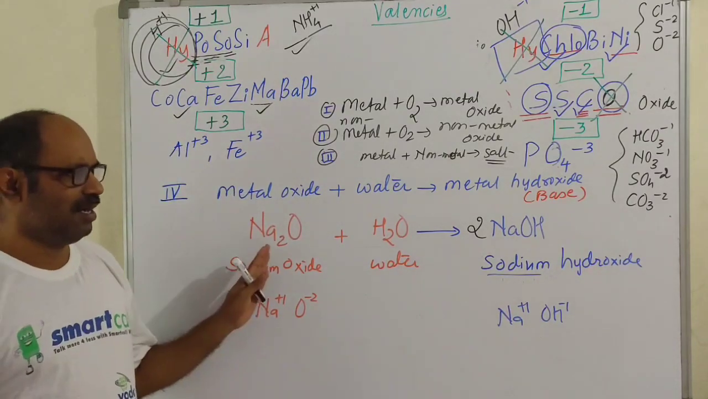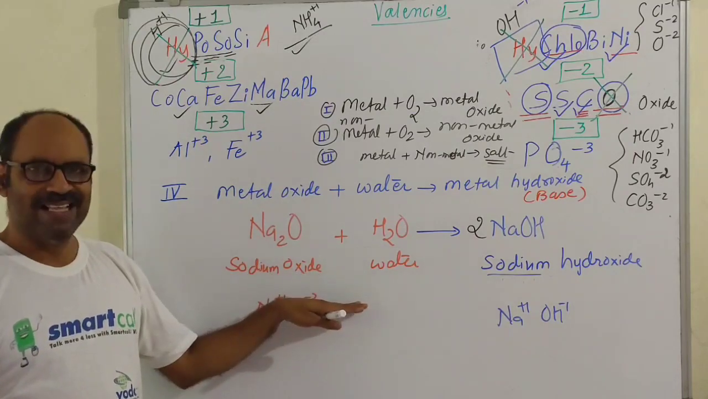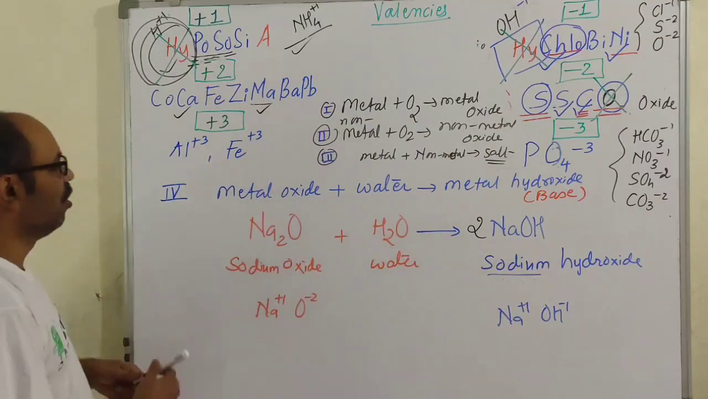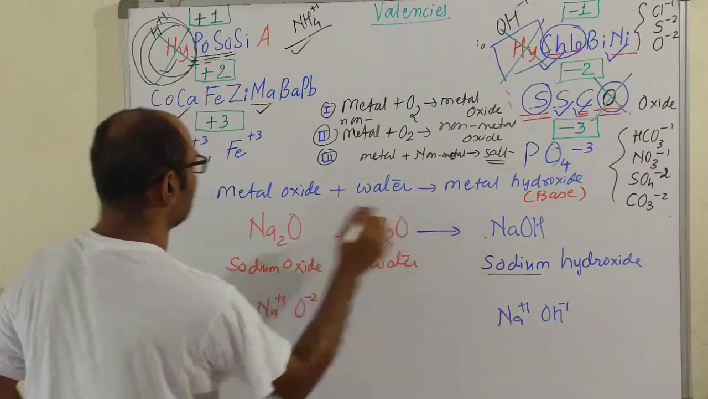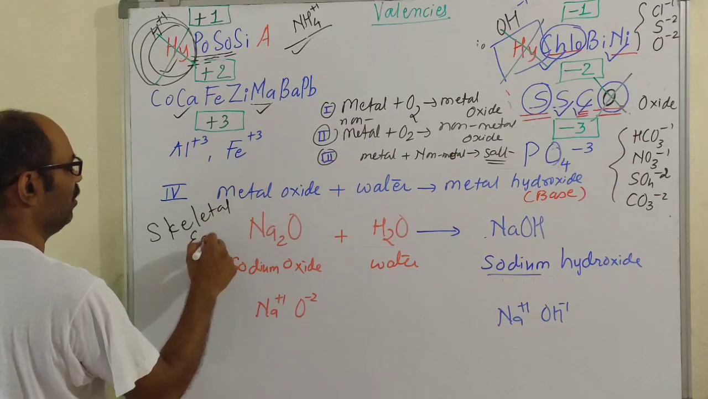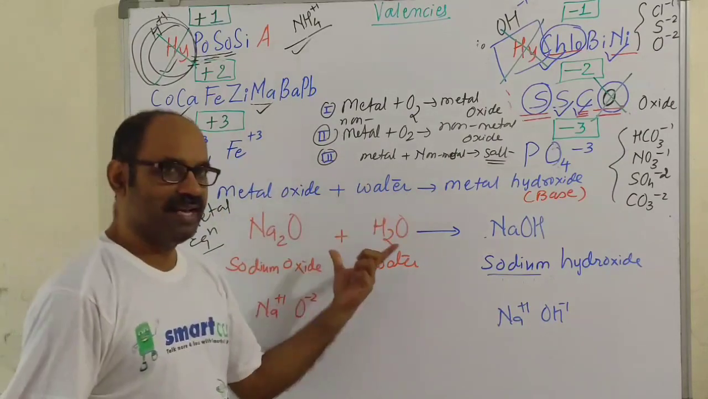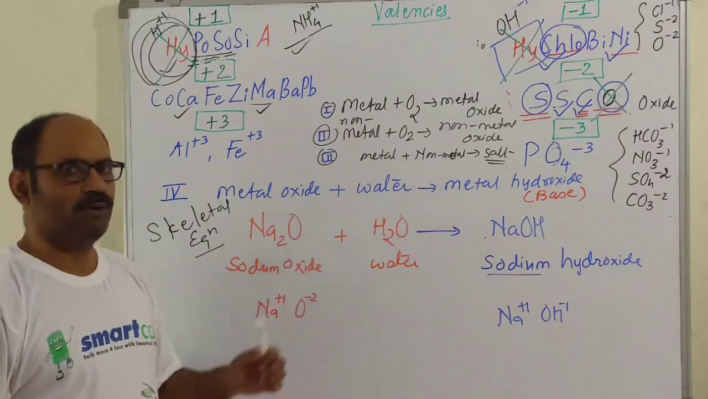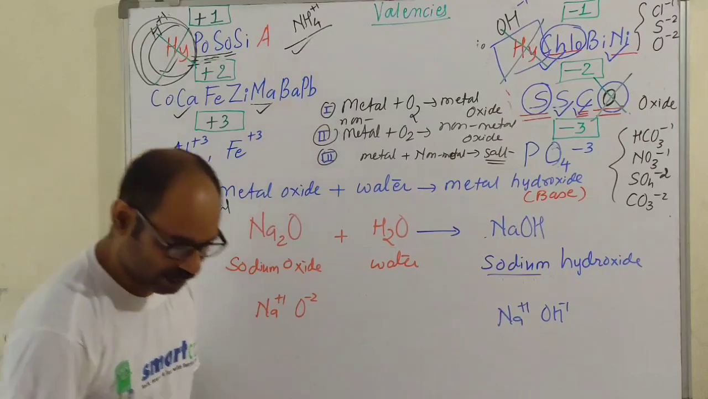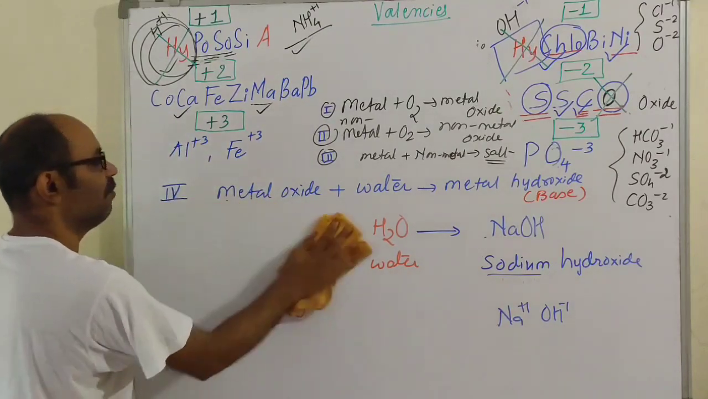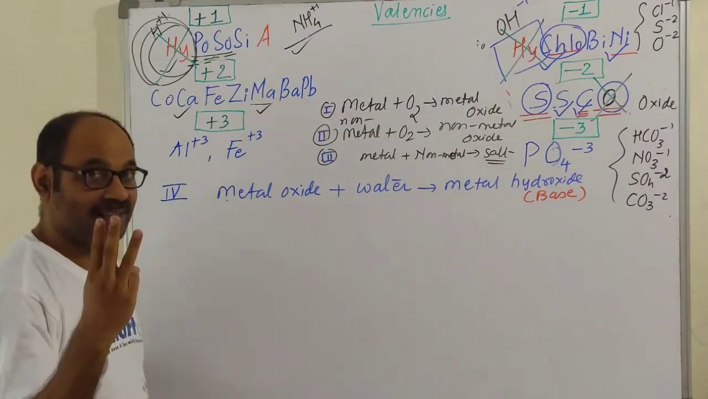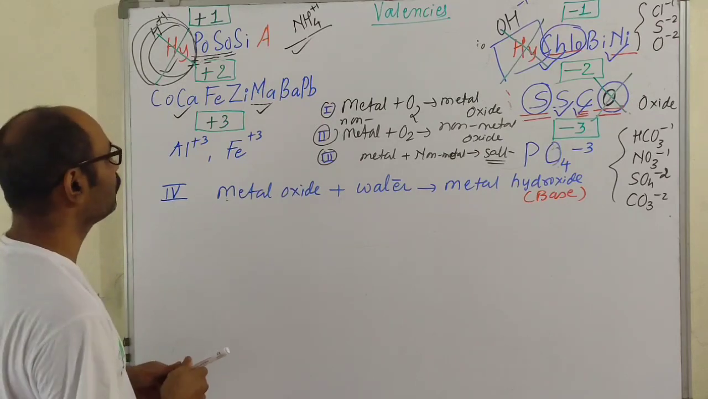Alright, children, I'll do one thing. I won't do balancing right now. In today's video, we'll see all the reactions. And you know, if this is not balanced, it is called a skeletal equation of that chemical reaction. So today I'll write only the skeletal equation, and in the next video we can see the balancing. Because balancing takes a lot of time. And there are 3 methods I told you, so we have to learn all 3.